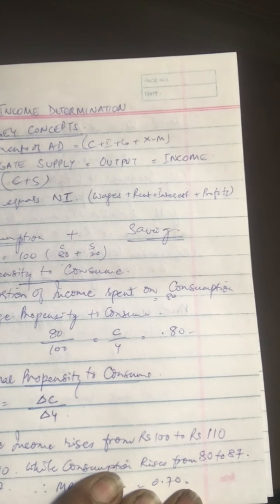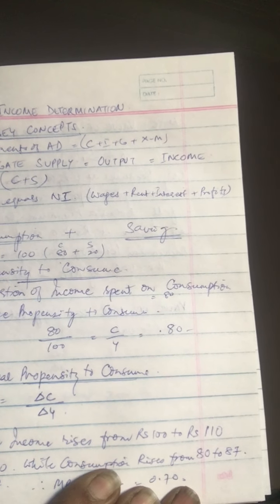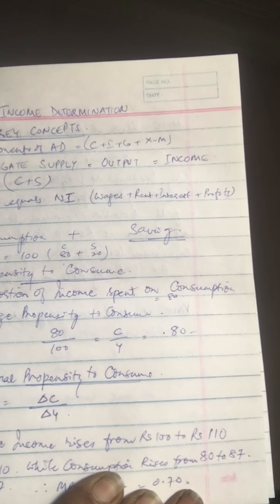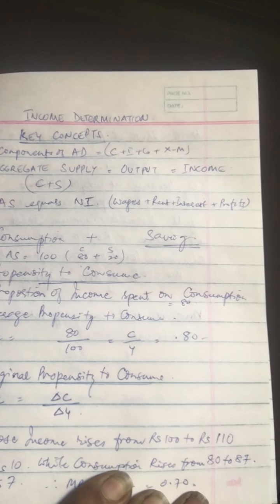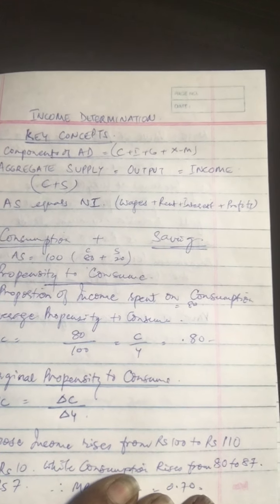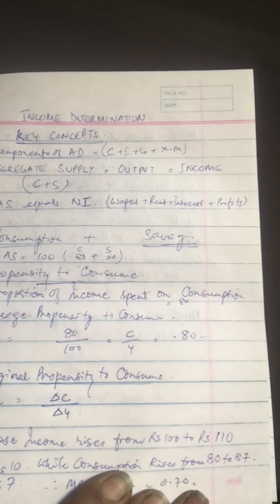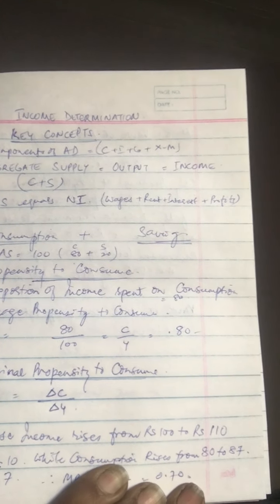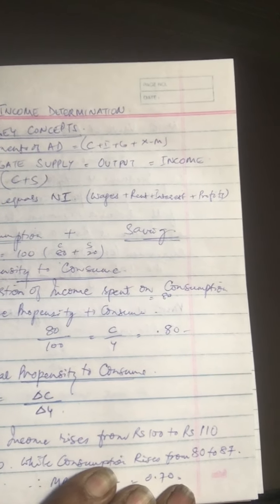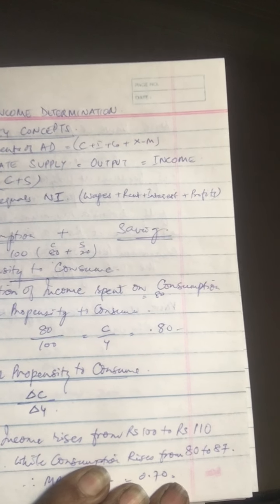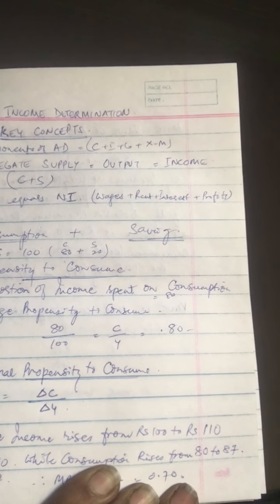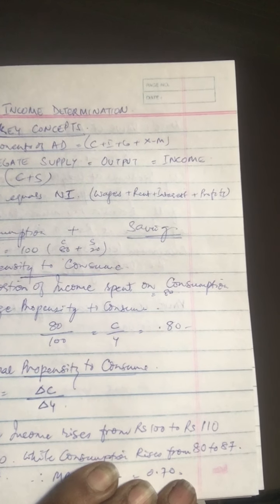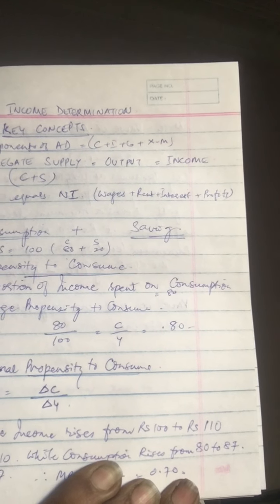And then we have what is known as marginal propensity to consume, when the proportion of the change in consumption expenditure over a change in income is known as marginal propensity to consume. Now talking about propensity to save. So what is propensity to save? Propensity to save is the proportion of income saved.